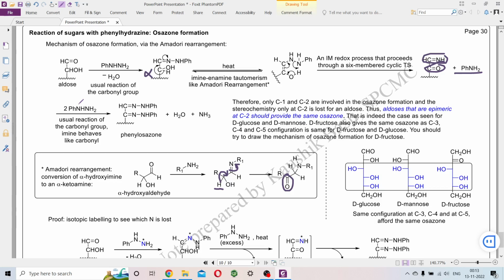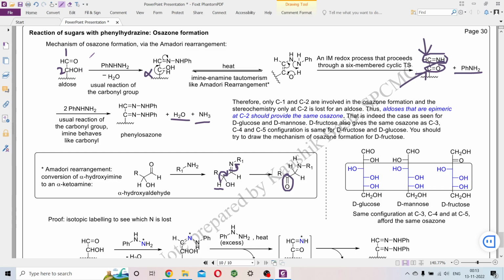So those excess phenyl hydrazines will now react with this imine to give you a hydrazone linkage here. From this carbon you will lose an ammonia molecule, and from that carbon again, reaction with one molecule of phenyl hydrazine will give you another phenyl hydrazone derivative with the elimination of water. That is the osazone. So if you look, it is the C1 and the C2 which are reacting, and it does not matter in which direction the C2 hydrogen or the OH is.